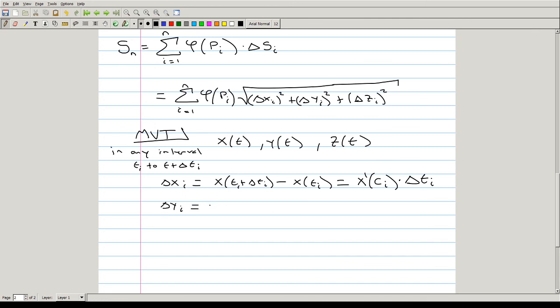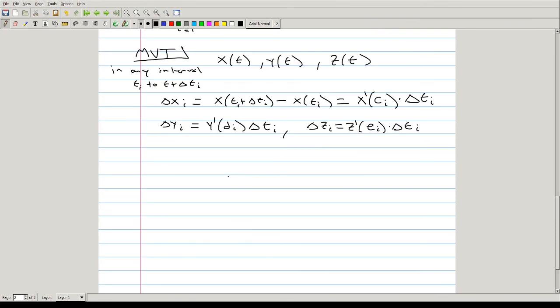So delta y_i is going to equal y prime, the y derivative, at some point d_i. The mean value theorem guarantees the existence of this point d_i, and the existence of this point c_i right here, and then delta z_i will be equal to z prime, the t derivative of z, at some point e_i times delta t_i. So this is guaranteed to us by the mean value theorem.